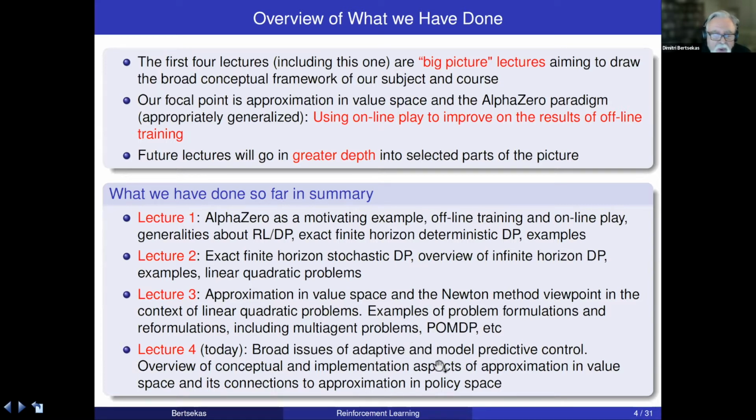We are also going to go into the implementation aspects of approximation in value space. We're going to see that there are many different ways to implement approximation in value space, and together they form a very large part of reinforcement learning. We're also going to talk about approximation in policy space and the connections that it has with approximation in value space. So all of this is big picture stuff.